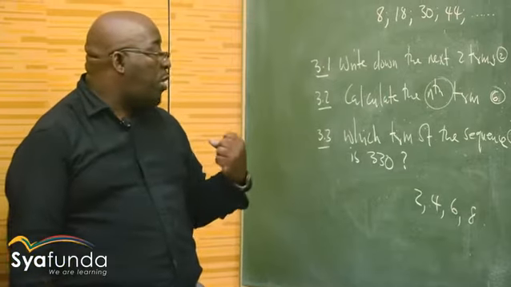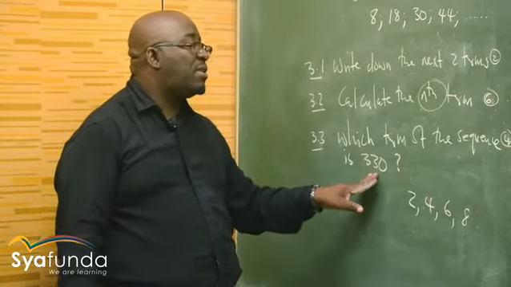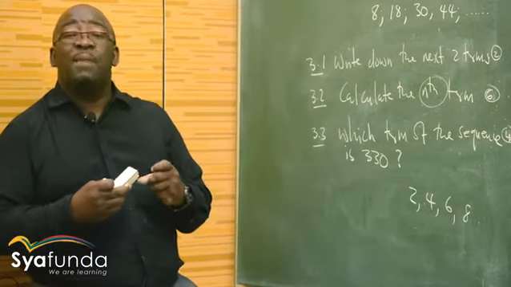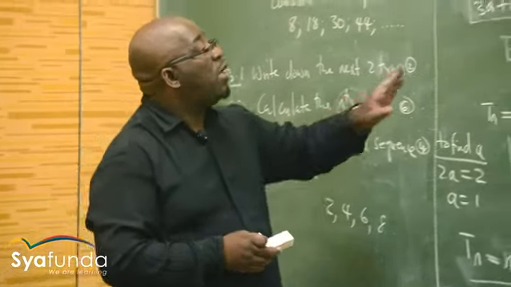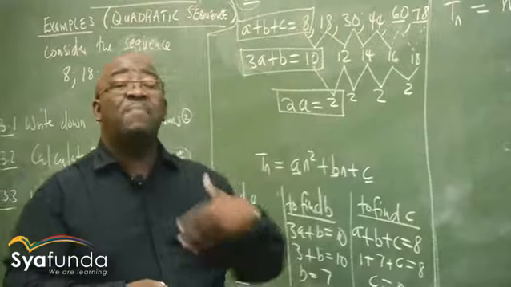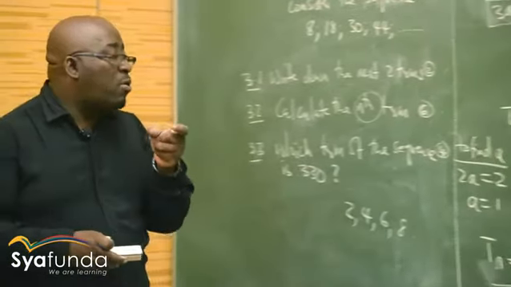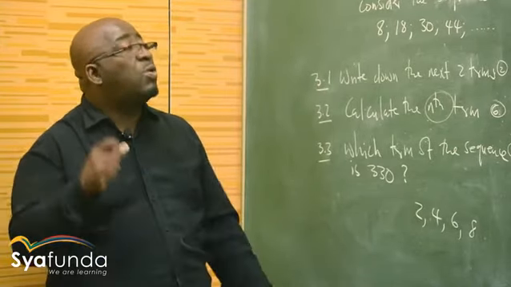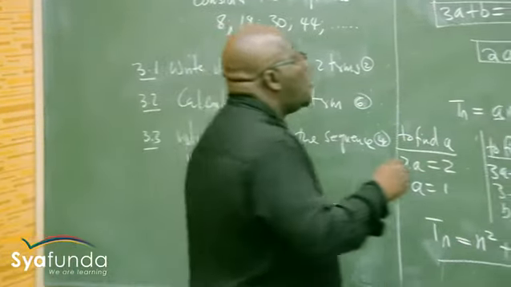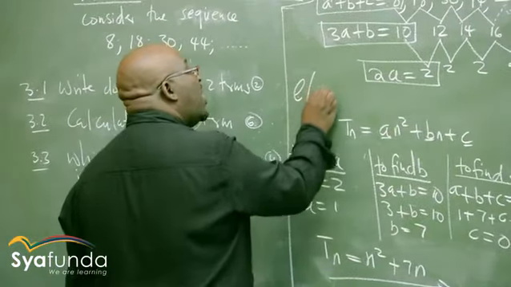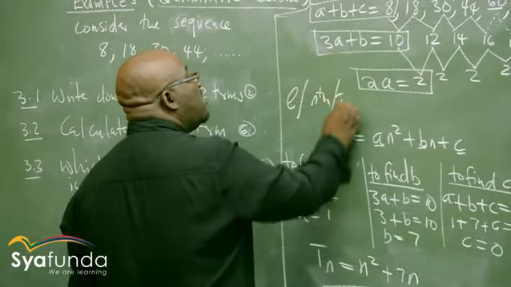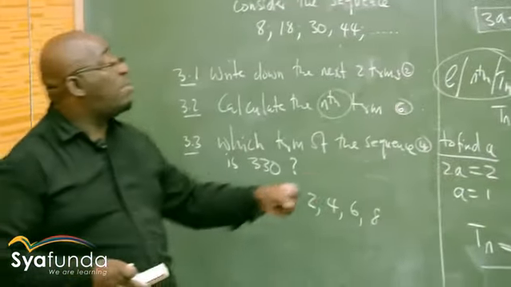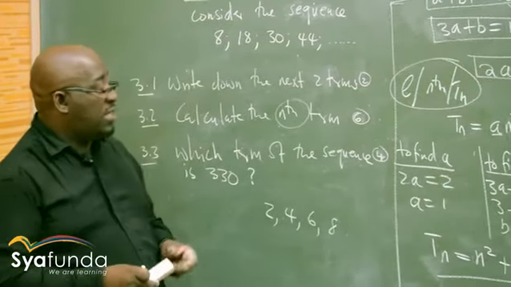So when we ask you which term of the sequence is 330, you don't care about terms that will go above 330 in this particular case. So take 330 as the last term. We want to find out in our sequence which term 330 will be. That's what we are looking for. Remember, the last term is the same as the nth term, and the same as Tn. So you must remember it as one thing. It is actually Tn.